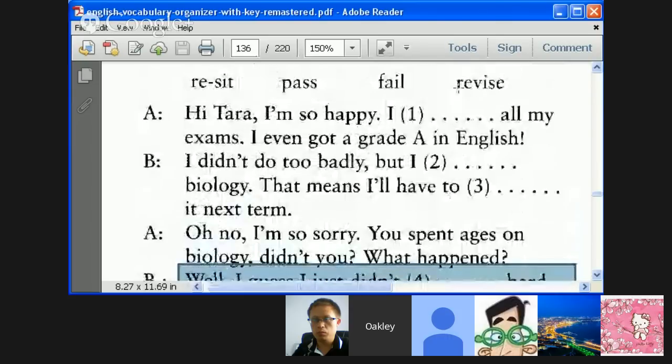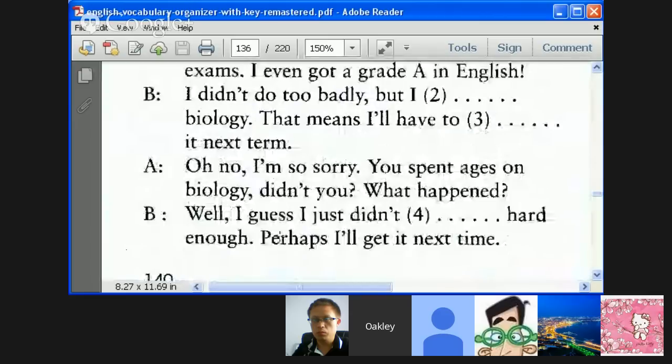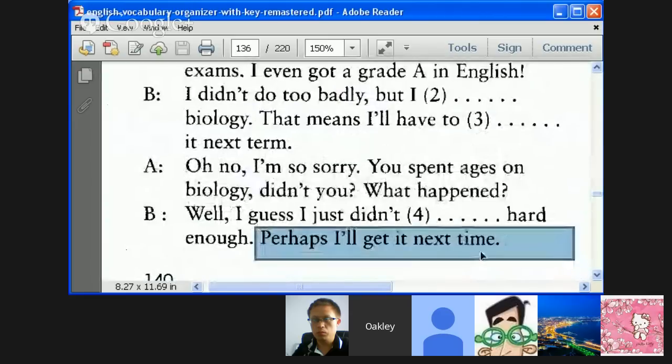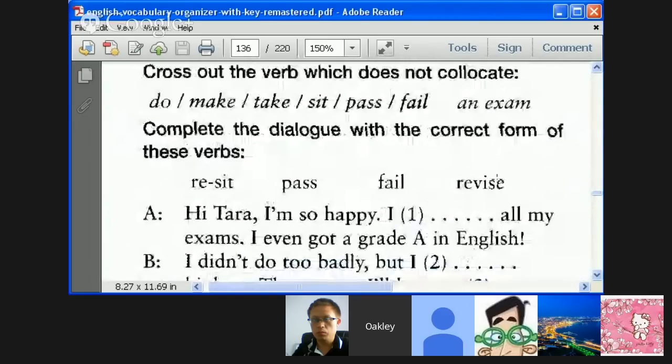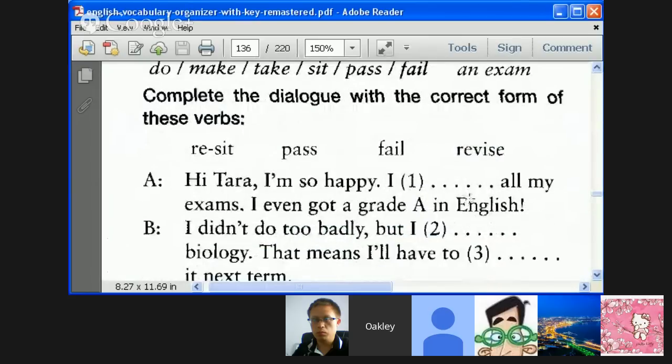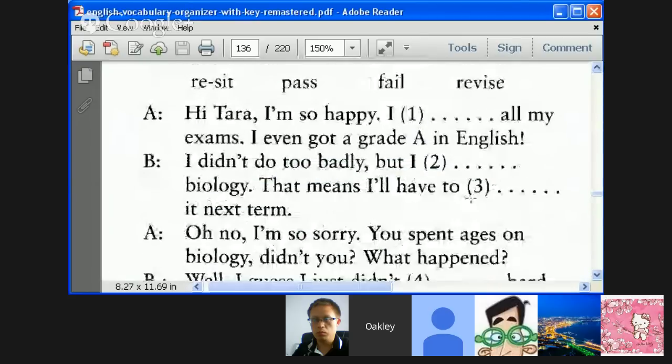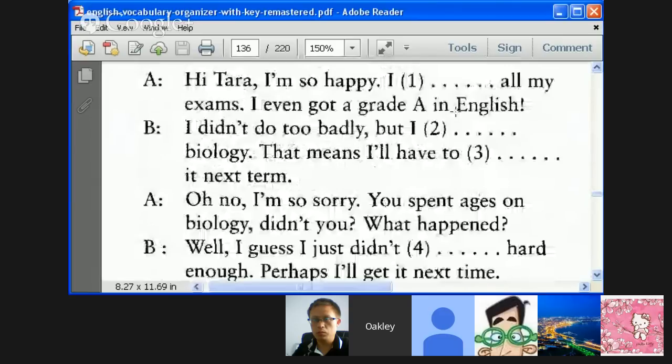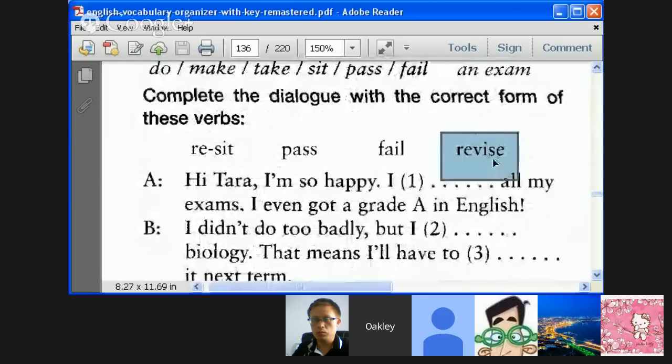Well, this one's interesting. Actually, I didn't revise hard enough. Hard enough. Perhaps I'll get it next time. Yeah, okay. Very British. No American would say this. We would just say, I didn't study hard enough, or review hard enough. You can review, you can study, but Americans wouldn't use revise in this way. Revise means to edit, like a text.